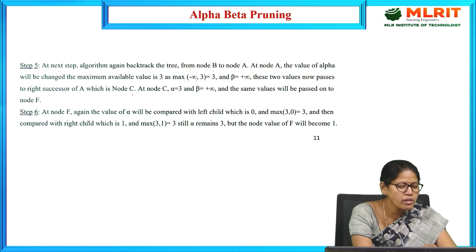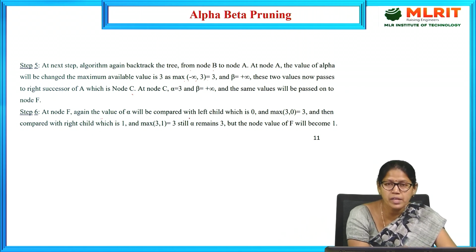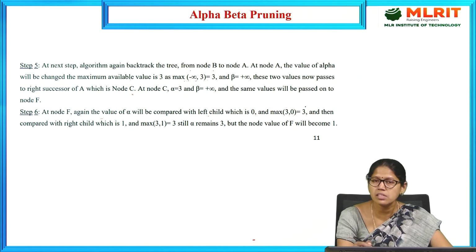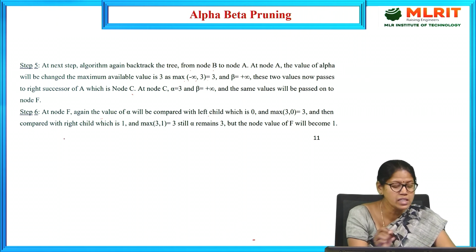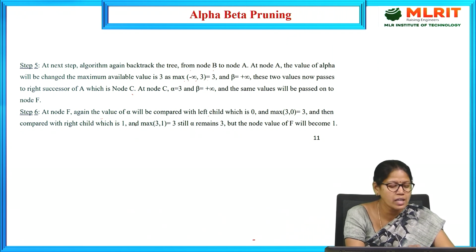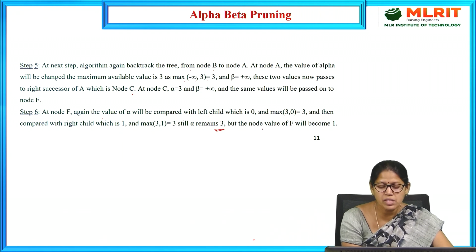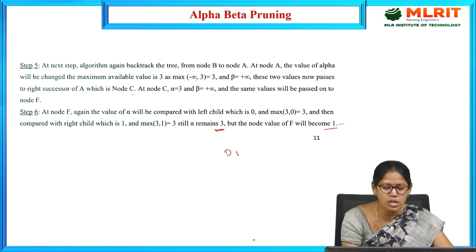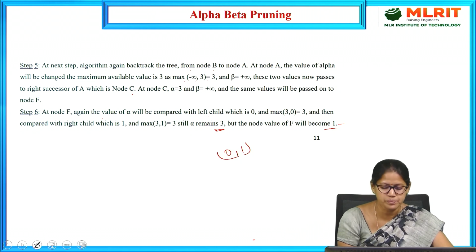At node F, again the value of alpha will be compared with the left child, which is 0, and max of 3, 0 is 3. So it will ultimately take 3 only, which is the maximum value, and then compared with the right child, which is 1, and max of 3, 1 equals still 3. So alpha remains 3 only, but the node value of F will become 1. Out of 0, 1, it is 1.